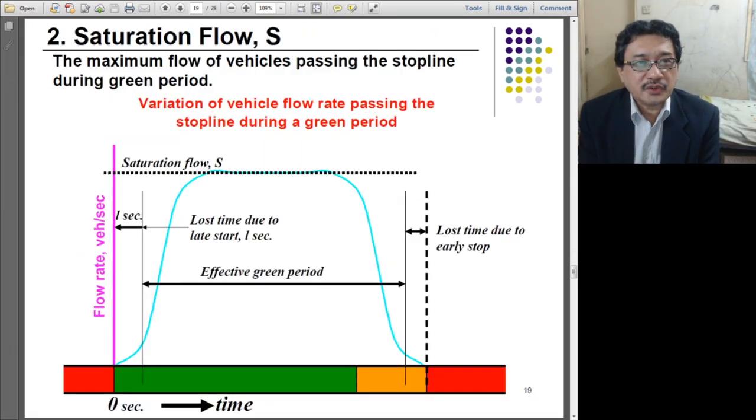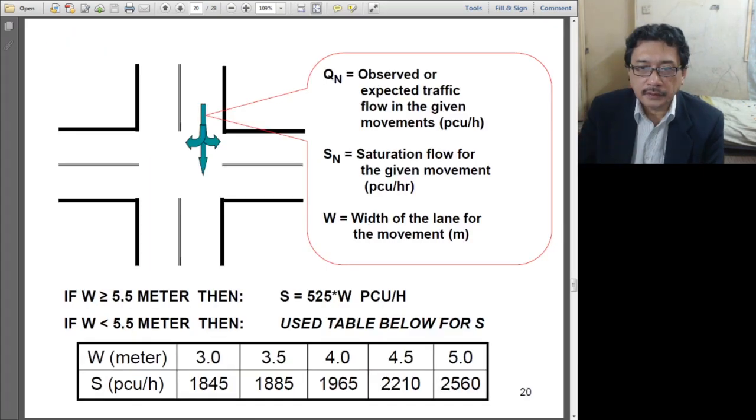The second element to be considered is the saturation flow, or capital S. It is the maximum flow of vehicles passing the stop line during the green period. This is shown in the diagram of the slide. The determination of the saturation flow for the given movement is given in this slide.